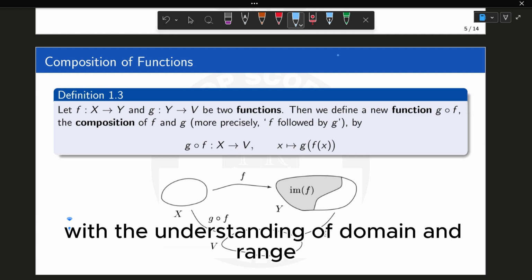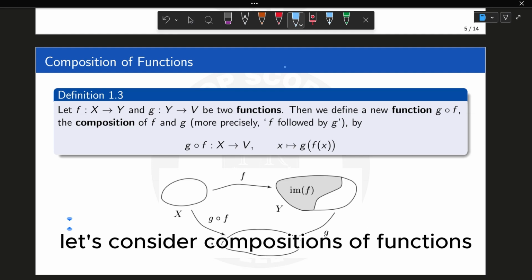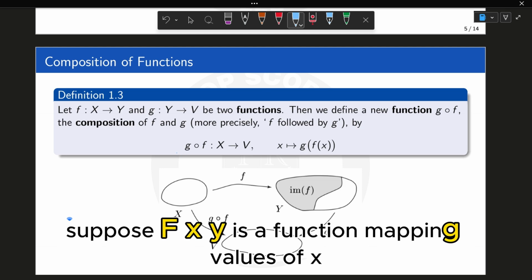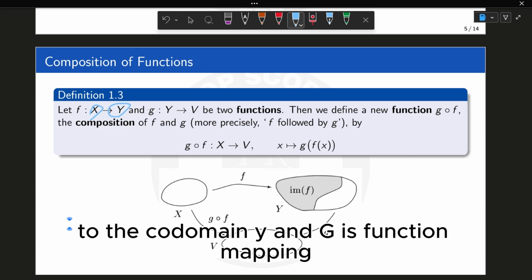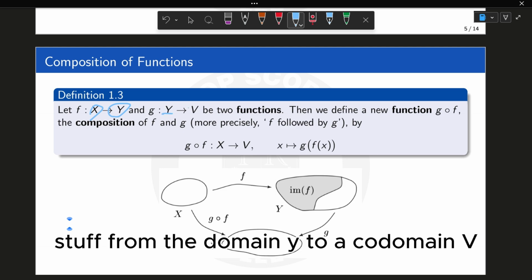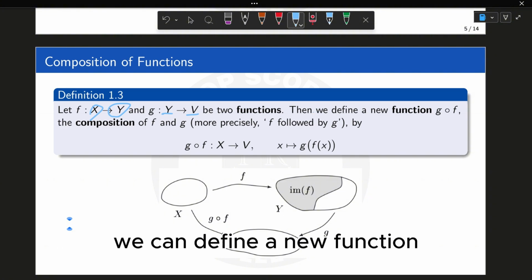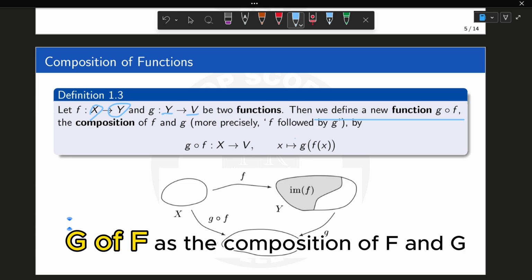With the understanding of domain and range, let's consider compositions of functions. Suppose f: X → Y is a function mapping values of x to the codomain Y, and g is a function mapping stuff from the domain Y to a codomain V, and they are just two functions. We can define a new function, g∘f, as the composition of f and g.